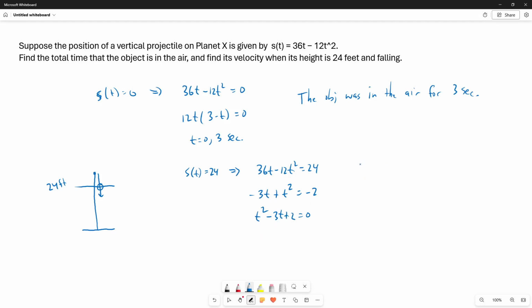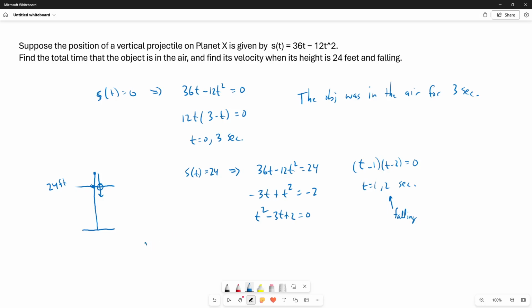We can factor: t minus 1 times t minus 2 is equal to 0. So t is 1 or 2 seconds. So it appears that the object was at the height 24 feet twice, once after 1 second, and then again after 2 seconds. The later time must be when it was falling, because the object clearly rises first and then falls. So after 1 second, it must still be rising, and then after 2 seconds, it's falling.